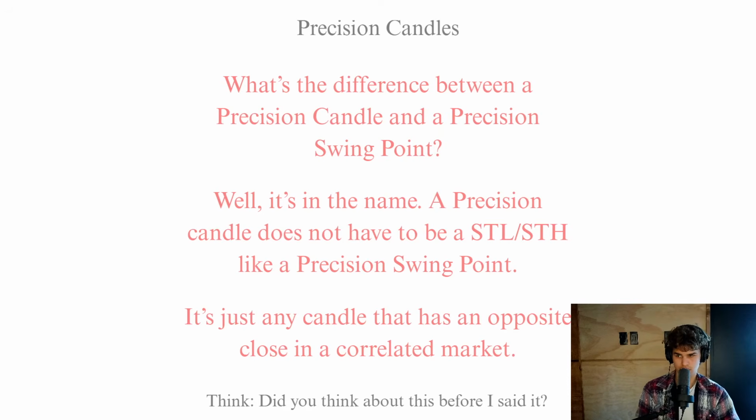Slide 48. Almost done here, folks. What's the difference between a precision candle and a precision swing point? Well, it's in the name. A precision candle does not have to be a short-term low or short-term high like a precision swing point. I said this a couple minutes ago. It's just any candle that has an opposite close in a correlated market.